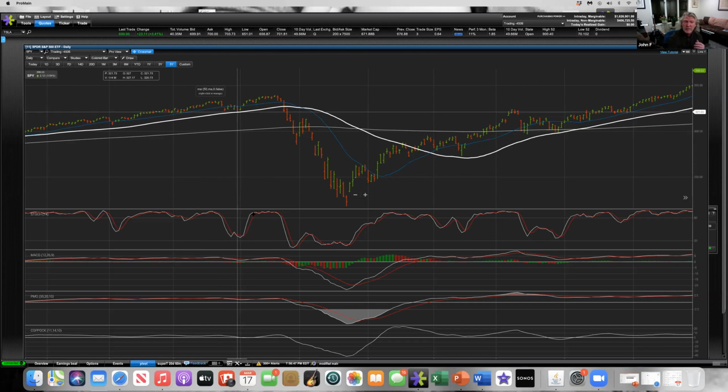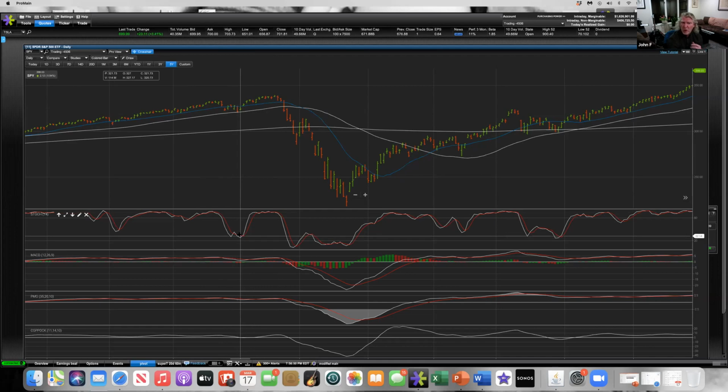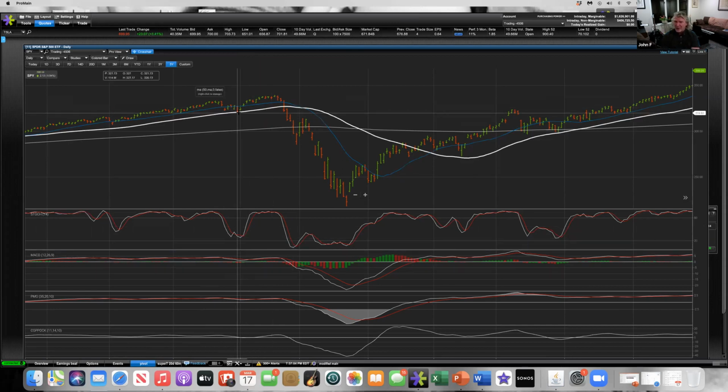I go to the rest of them. Stochastics, not quite at 20 down here, but close. So that definitely says you're inexpensive. These are a little bit tough, right? I have to zoom in for you to get a better picture, but let's just use the stochastics and the moving average. Those indications would tell you you should be buying it now.